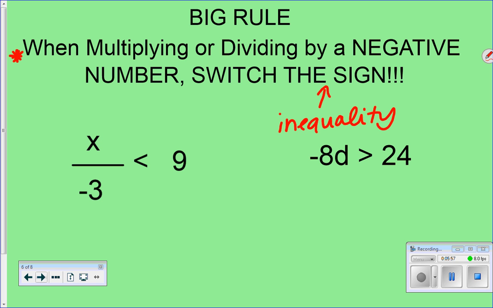Inequality sign. Not the negative or positive sign, the inequality sign. So the greater than or less than or whatever we're talking about. Nope, not on the other ones. I'll show you why. When multiplying or dividing by a negative number, you have to switch the inequality sign.